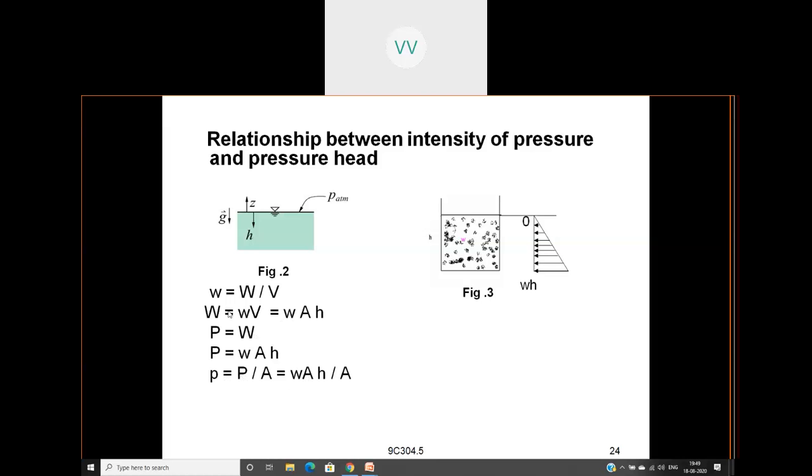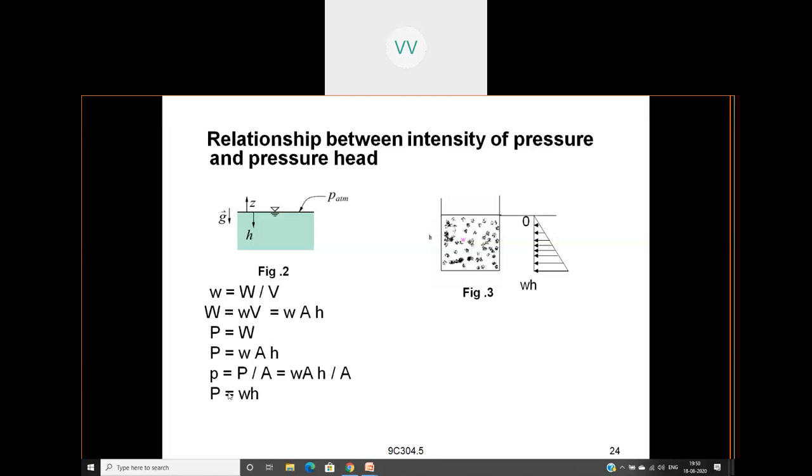So try to substitute for the weight of the water, and you have WAH divided by A. Here the area gets cancelled from the numerator and the denominator, and you have P is equal to WH. So this is the relationship between the intensity of pressure and the pressure head. This is a very important relationship.